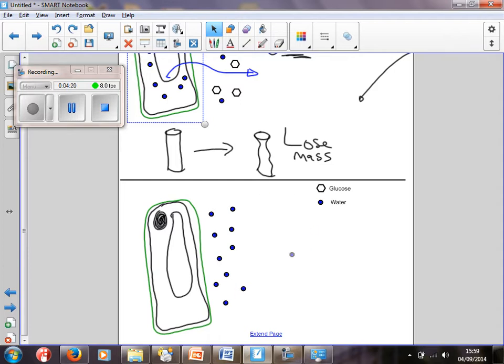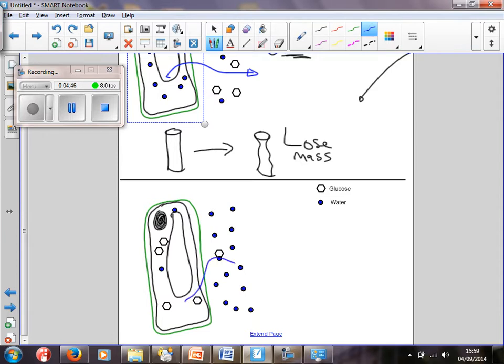And our cell, as we've said, will have a little bit of glucose and other stuff in there, meaning that the water molecules on the inside are going to be less numerous. The sugar is going to be more concentrated on the inside of this cell than it is on the outside, where we've barely got any sugar. So overall, we would expect to see a net movement of water inwards. Okay, so the water is going to move in through the partially permeable membrane.